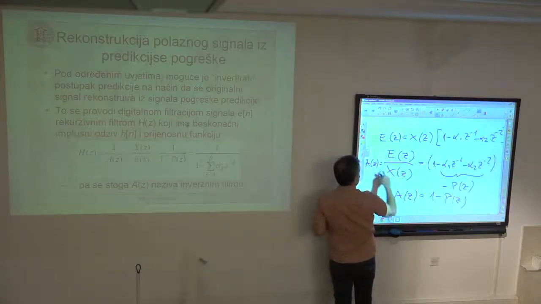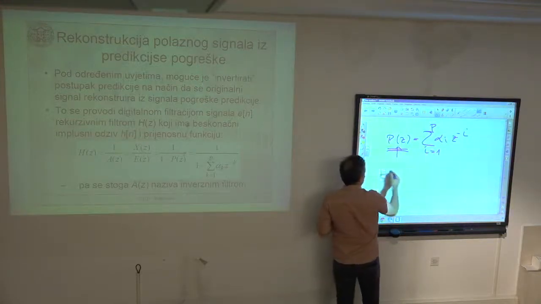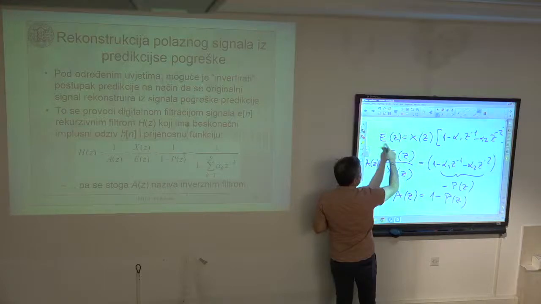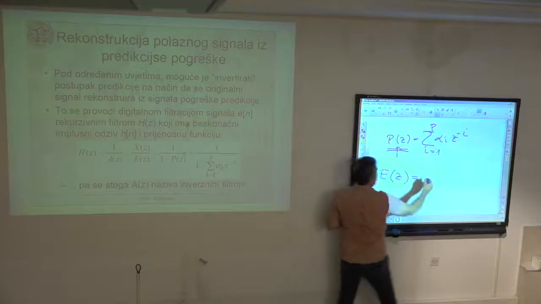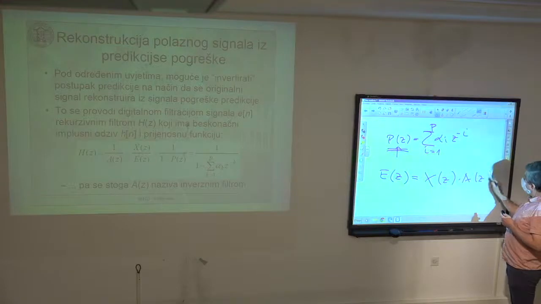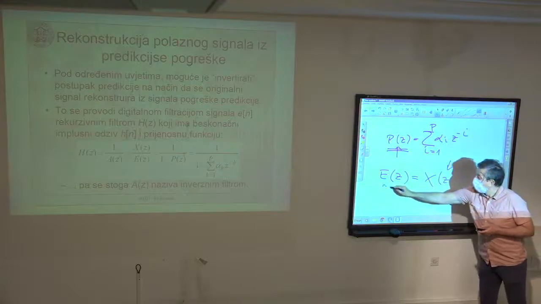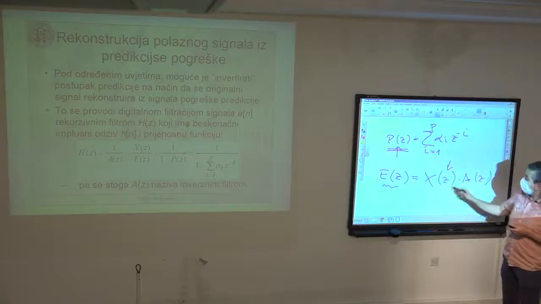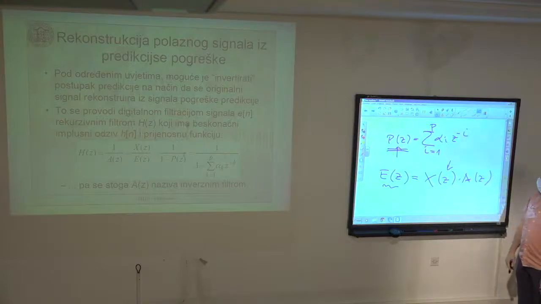Because as I said here, the E of z, the output of the prediction error. The prediction error is simply X of z times A of z. Okay? So the signal filtered by A of z. And if I want to get the signal back from this one, so I have the prediction error, and I want to reconstruct the signal from E of z, what I do, I have to take the reciprocal value.